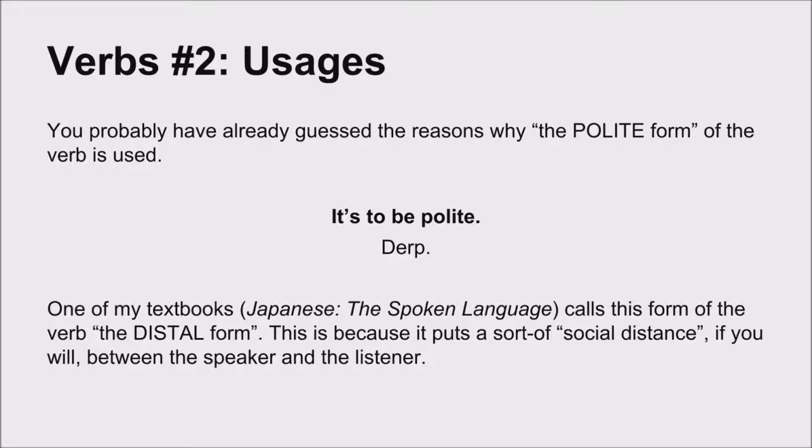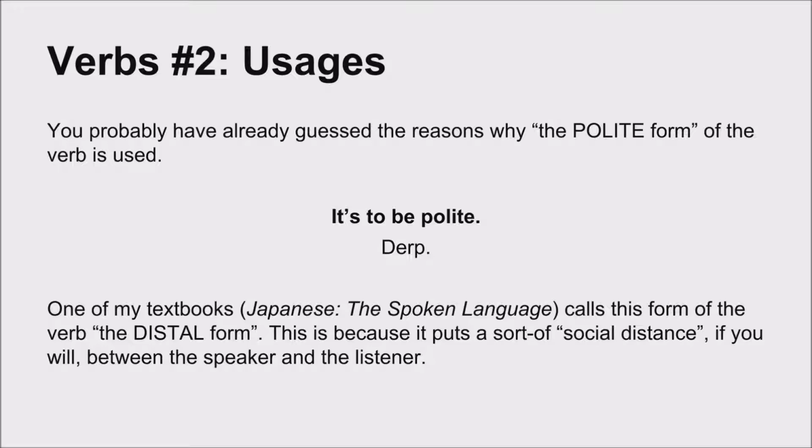Usages. Continuing on with usages. You've probably already guessed the reasons why the polite form of the verb is used. It's to be polite. Derp. Yeah, exactly. It's to be polite. When you are talking to somebody you're not familiar with, or someone that you'd really prefer not to accidentally insult, or maybe somebody who's higher up on the corporate chain than you are, or a teacher or something to that effect that you're not quite familiar with, it's better to use the mas form in your sentence ending verbs.